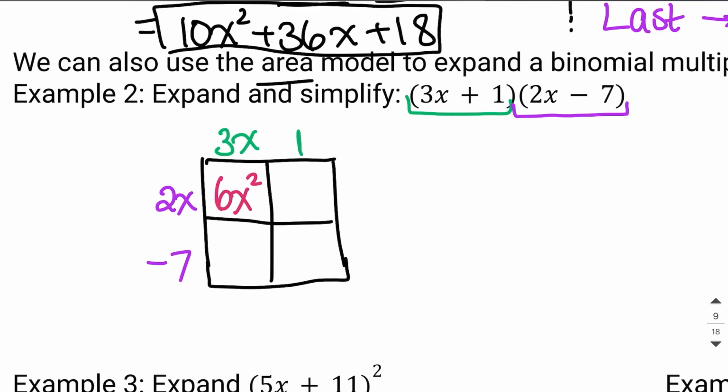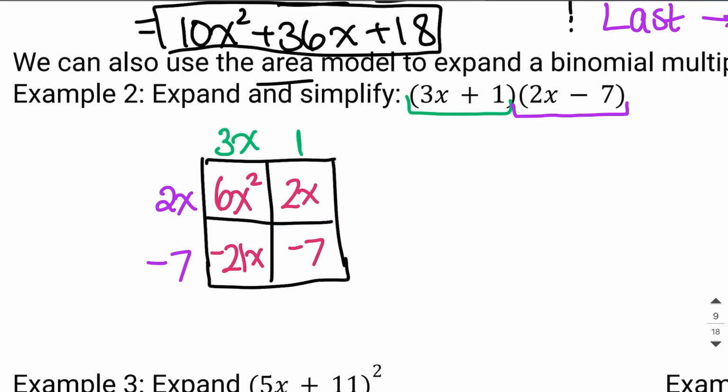In this box right here, we have a length of 1 and then a width of 2x, or vice versa, right? So we multiply 1 by 2x, we get 2x. In this box over here, we have 3x by negative 7. So we multiply those together, we get negative 21x. And then in this box right here, we have 1 by negative 7. And 1 times negative 7 is negative 7.